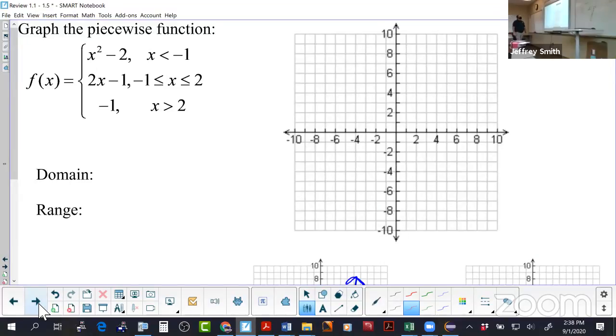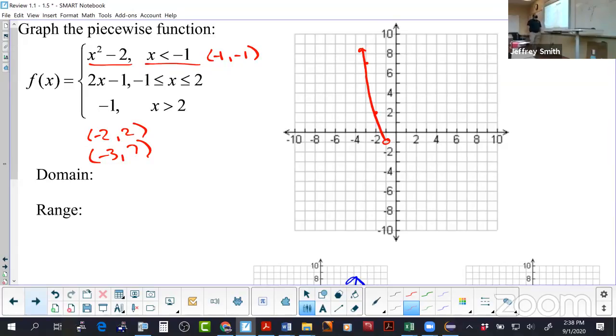Graph the piecewise function. So to the left of -1, we have x squared minus 2. Let's plug in -1. 1 minus 2, -1. So -1, -1, and that is an open dot. Now if I plug -2 in, we get 4 minus 2 is 2. How about we keep going to the left? -3 would be 9 minus 2 is 7. And that's probably all we're going to be able to fit there. So there's to the left of -1.